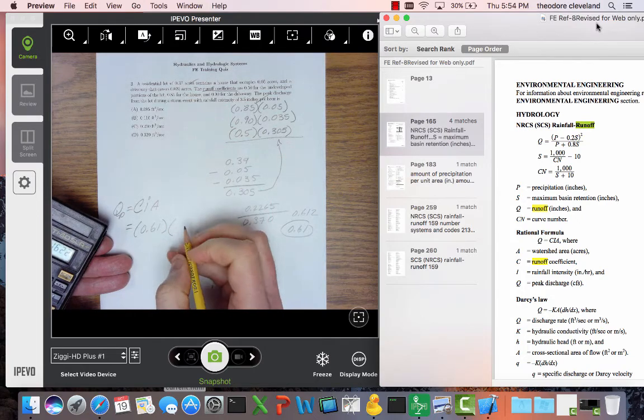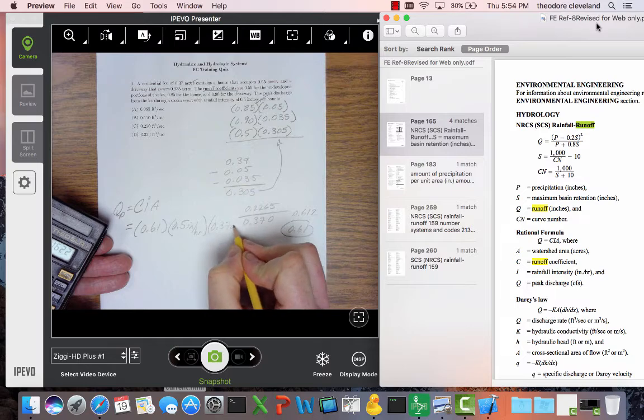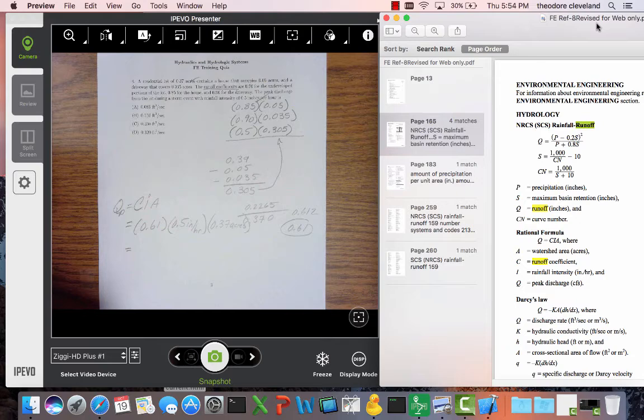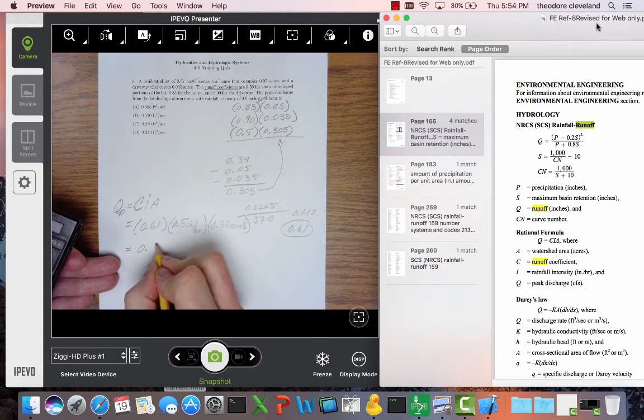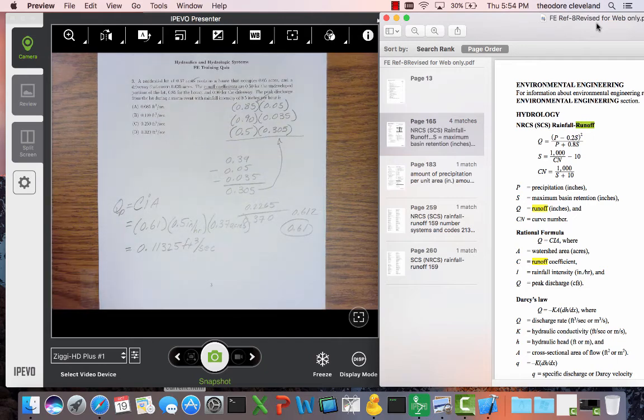We have the intensity, which is given to us, of 0.5 inches per hour. And we have the area, which is given to us as 0.37 acres. Times 0.5 times 0.37, press the equal sign, and I come up with 0.11325 feet cubed per second. And the closest number without going over is B.